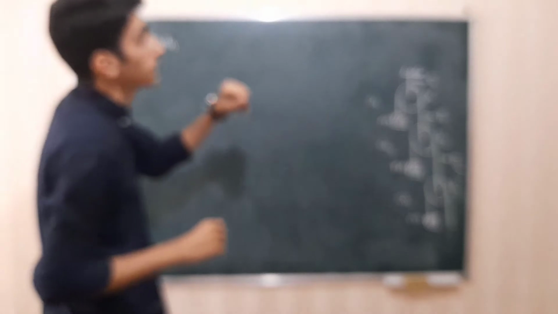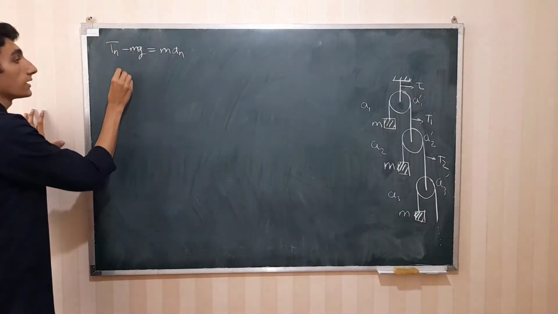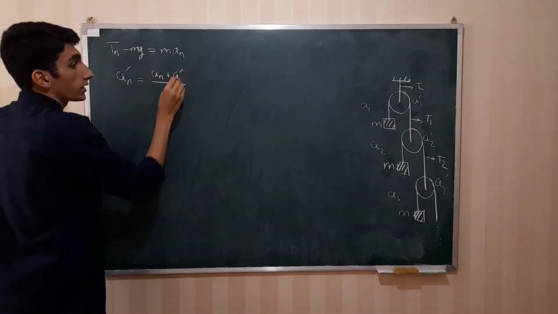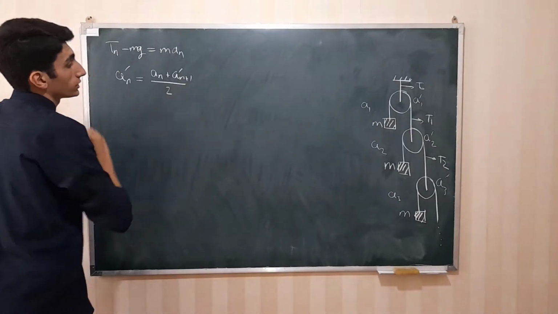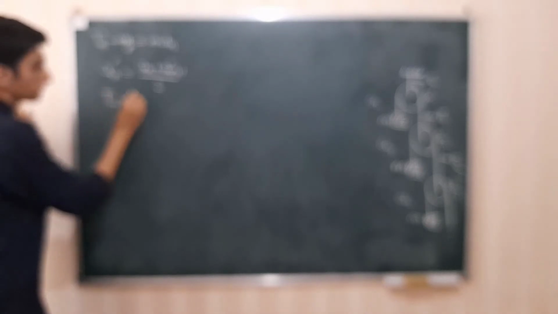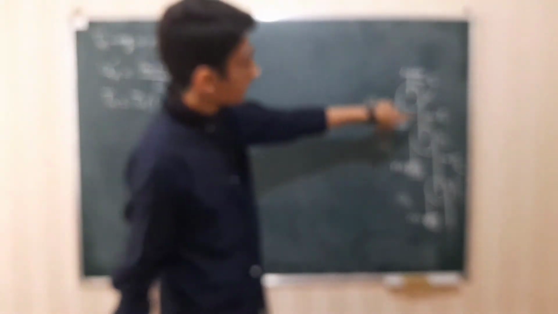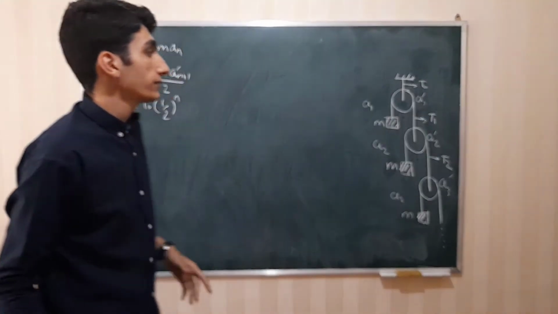So we have Newton's second law for one of the blocks. We have Tn minus mg is equal to m an, and we have the constraint for pulleys. We have A'n is equal to (an plus A'(n+1)) over 2. And another equation we have is that Tn is equal to T0 times 1/2 to the power of n, because each of these tensions is half of the previous one.